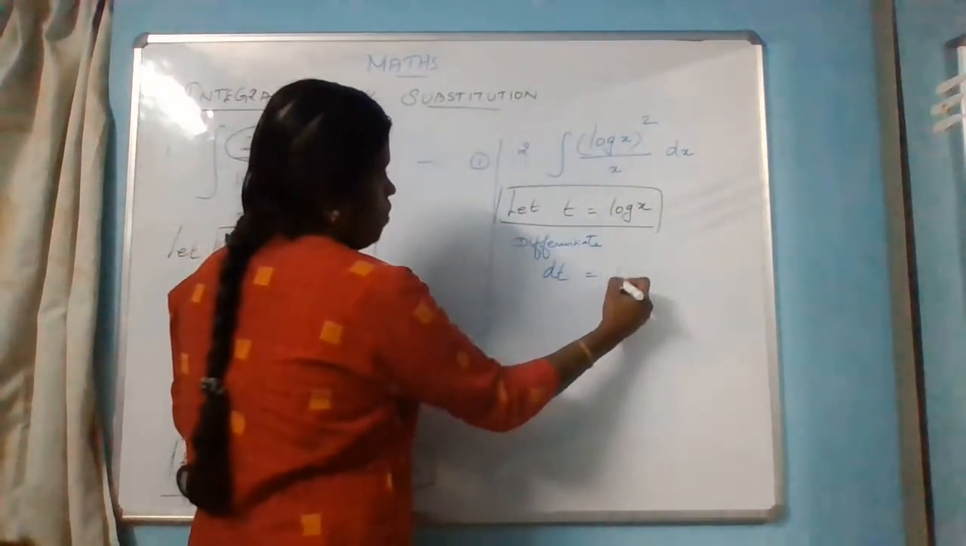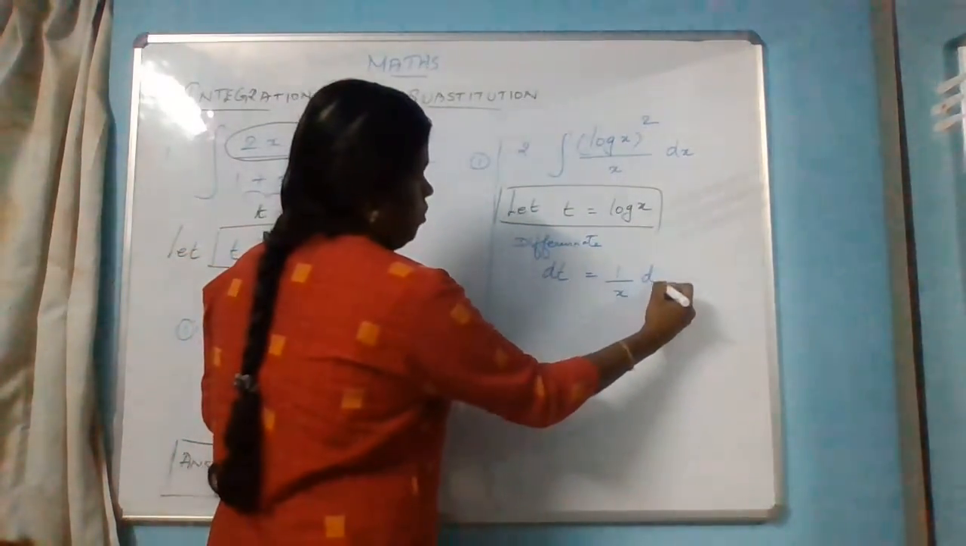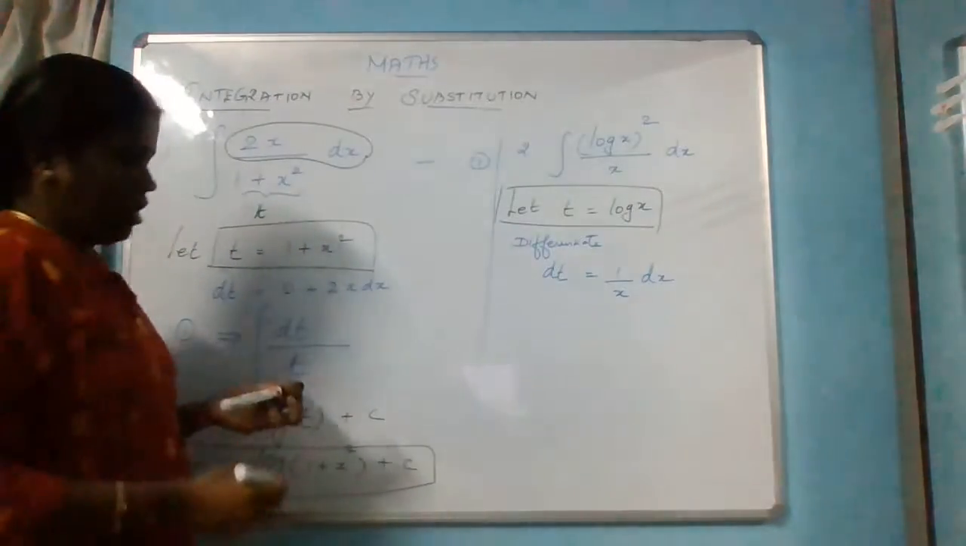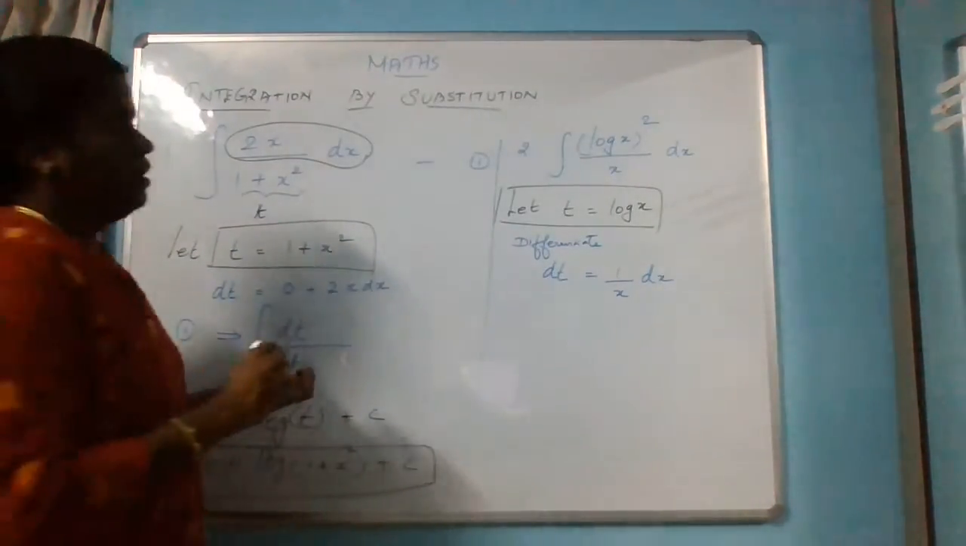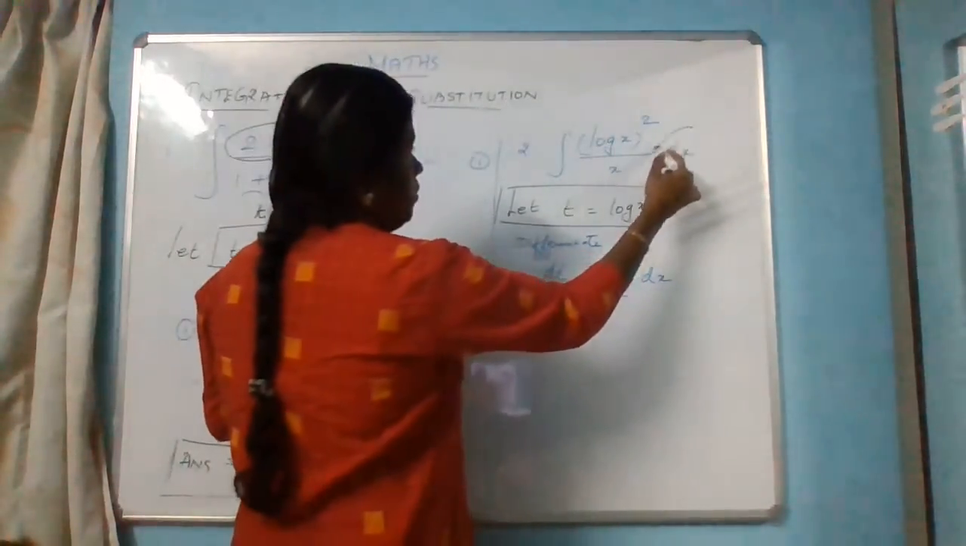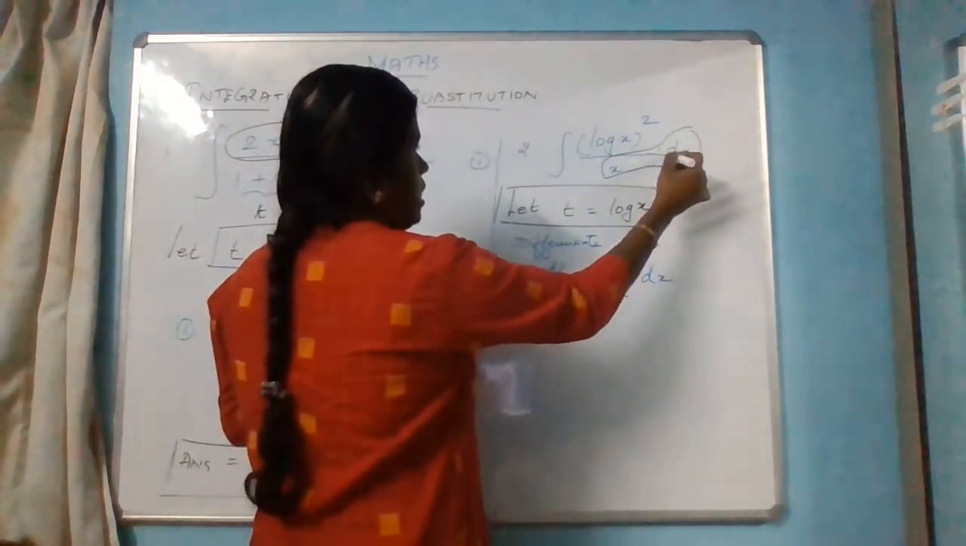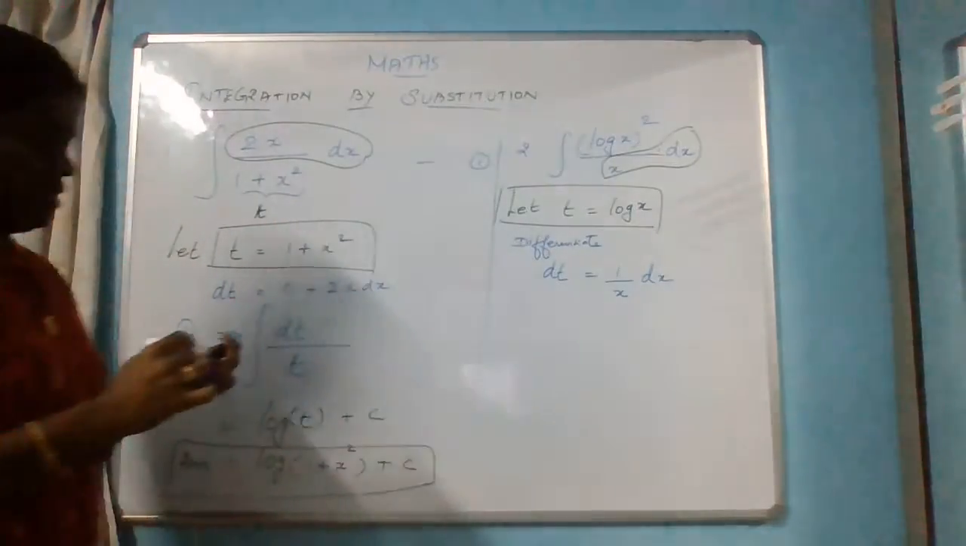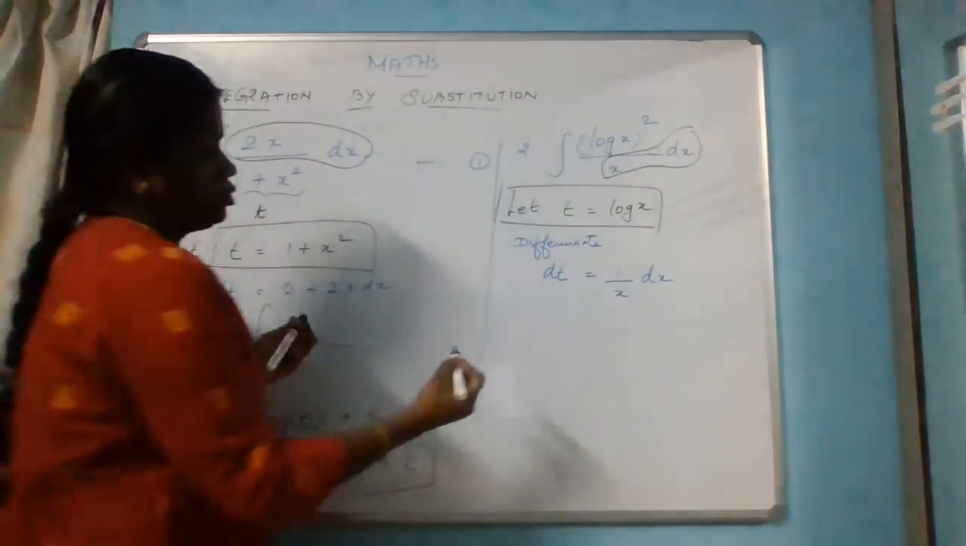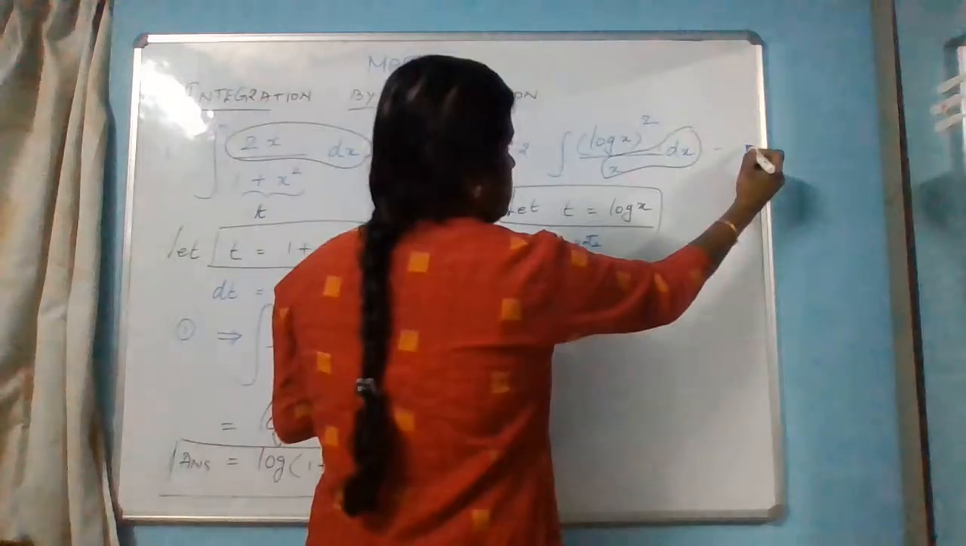So dt is 1 by x into dx. dt is nothing but what? 1 by x into dx as per the formula. So now you can see here in the problem, you have 1 by x into dx, that is nothing but dt. So the given integral changes to, let me take it as 1.